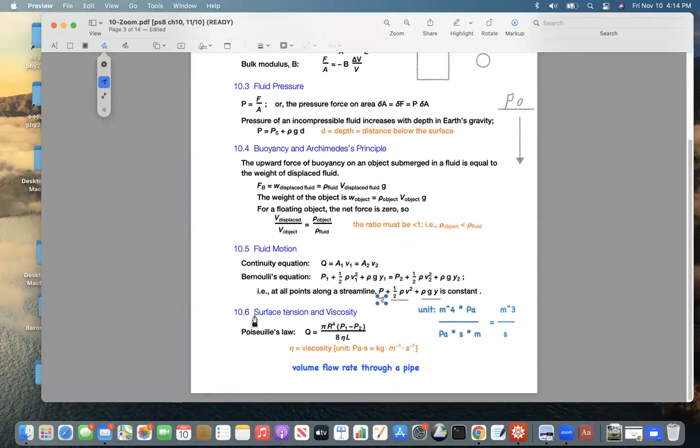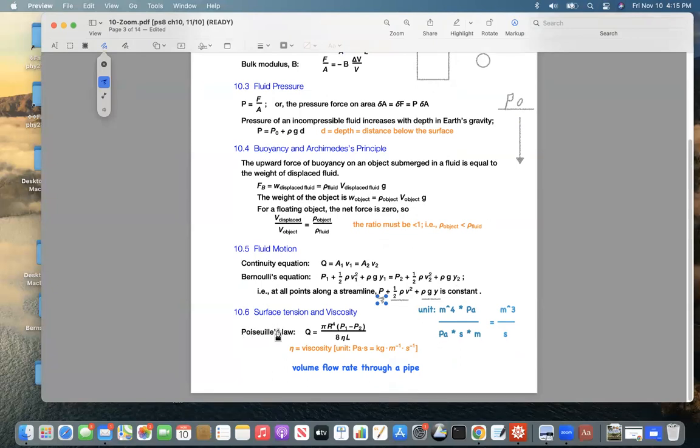And then there's a final section about surface tension and viscosity. Those are more specialized subjects. So sections 1 through 5 are the most important. Section 6 is kind of a sideline. Surface tension and viscosity. For example, one of the equations is Poiseuille's law.